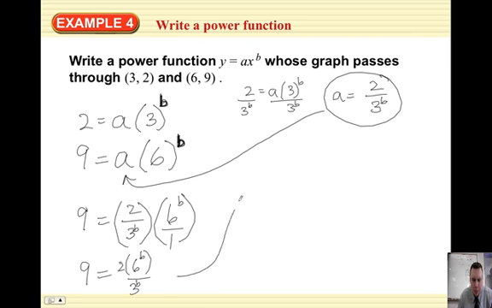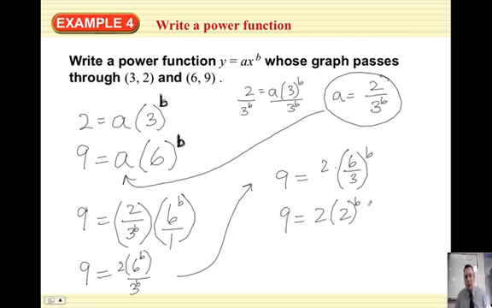let's move it up here for a second. 9 equals 2 times, I can just make this 6/3 to the b. I can split it up, 6/3 to the b. If I start out with this, you guys would go right to this. But I'm going backwards. If I start with this, I can actually do 6/3 to the b. Well, what's 6/3? That's 2. So now I got 2 times 2 to the power b. This b only belongs to this 2. Now 9 equals 2 times 2 to the b.